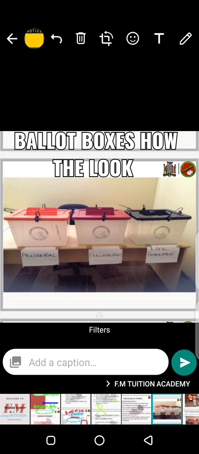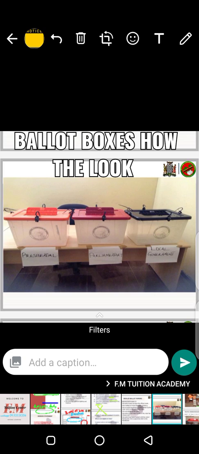This is the way ballot papers look like. Ballot papers look exactly like this, so don't get confused. Okay? The importance of ballot papers. It's of necessity you should know the way they look like.